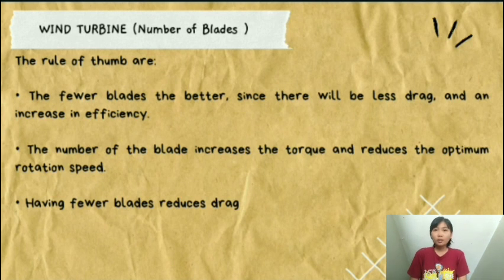And last, having fewer blades reduces drag. So, same lang ito sa rule number 1. Mas konting blade, mas mababa yung drag force. And kapag mababa yung drag force, ibig sabihin effective yung blade. Dahil sa pagde-design ng blade, need mababa ang drag force. So, now let's explain why 3 blades is the best among the other numbers of blades.